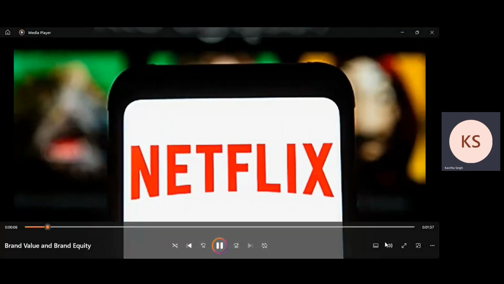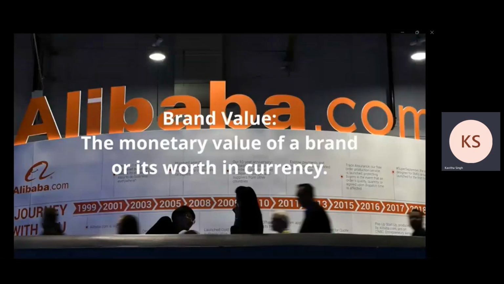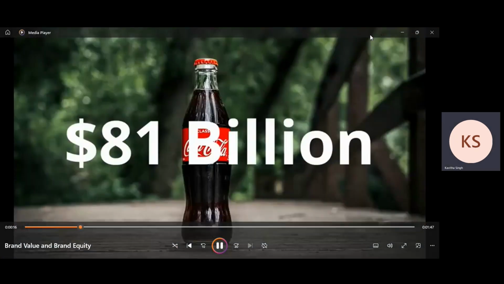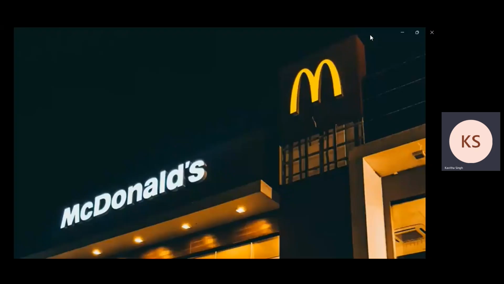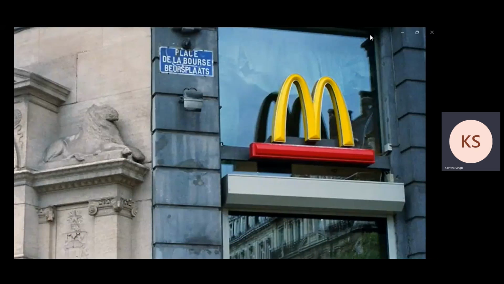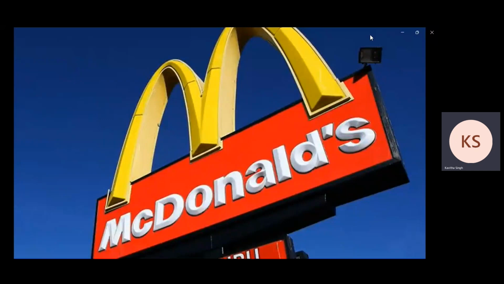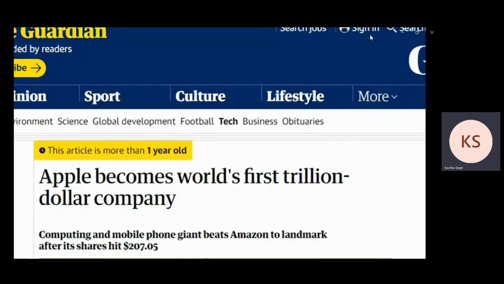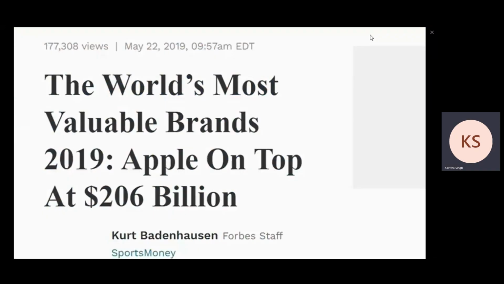Brand value is the economic value of a business name. It refers to the monetary value of a brand or its working currency. Coca-Cola's brand value, for example, is estimated at $81 billion. McDonald's brand value is $124 billion. McDonald's incorporates brand value in their franchise fee, making it one of the most valuable brand names today. Brand value can also be a reflection of investor confidence to the business. A company's net worth, share price, and revenues can be used to determine brand value.